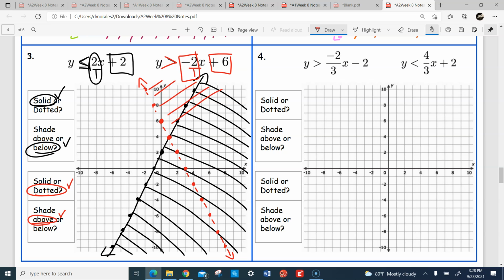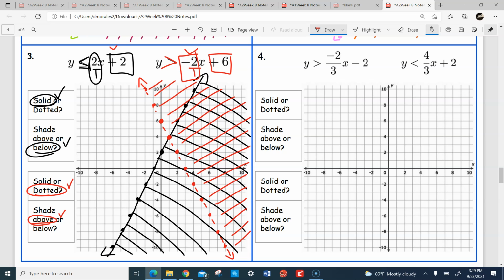So wherever my red and black crisscross, that's where I will have answers to both of these inequalities at the top. So both of these, this one and this one, are answered where the red and black crisscross, and only in that zone. All right, so there's our third example.